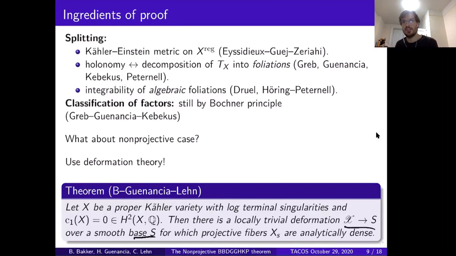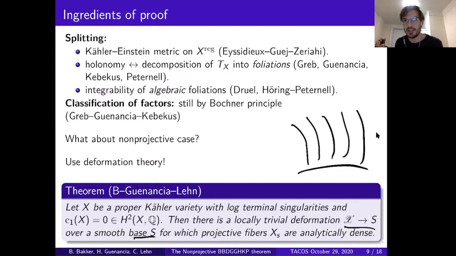Okay, so now the idea is clear. If I know I have this, if I draw my family like this, and I know lots of the fibers are projective, and therefore, by this theorem, the fibers all have decomposition theorems, you could try to somehow get this to deform sideways and then get a decomposition on the special fiber.